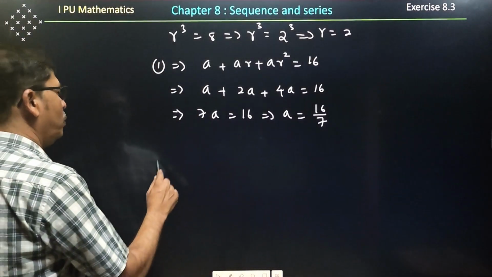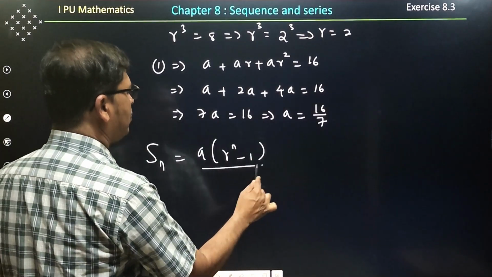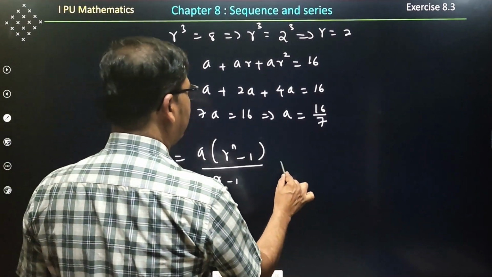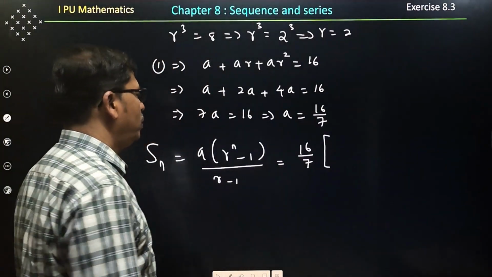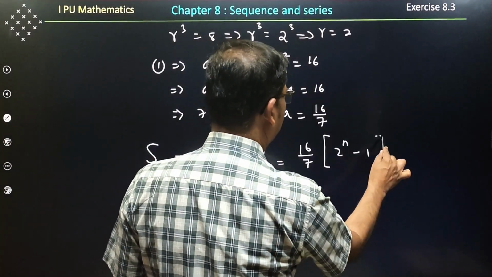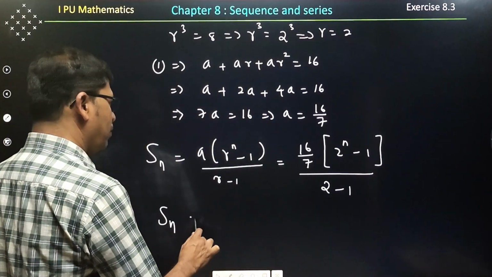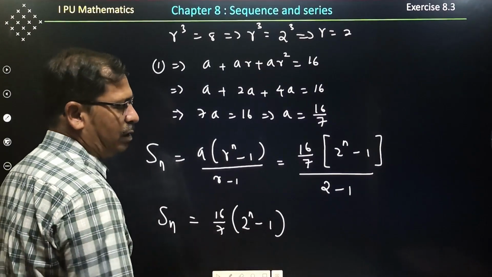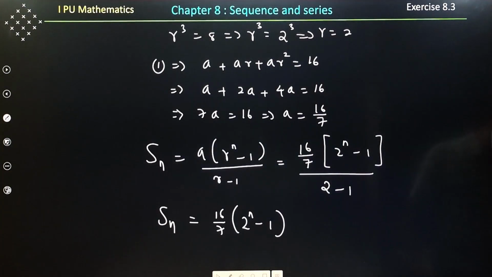R value is greater than 1, so the sum to n terms is given by the formula A into bracket R raised to n minus 1 divided by R minus 1. A is 16 by 7, R is 2. So the sum to n terms is 16 by 7 into bracket 2 raised to n minus 1 divided by 2 minus 1. 2 minus 1 is 1 only, no need to write it. Okay, this is the answer.